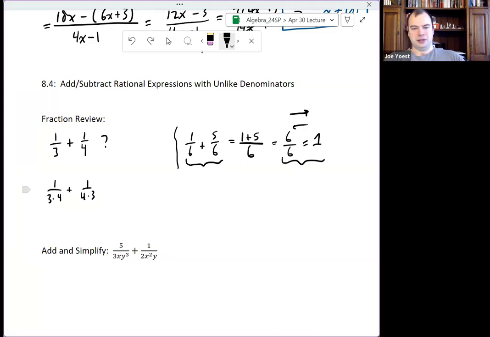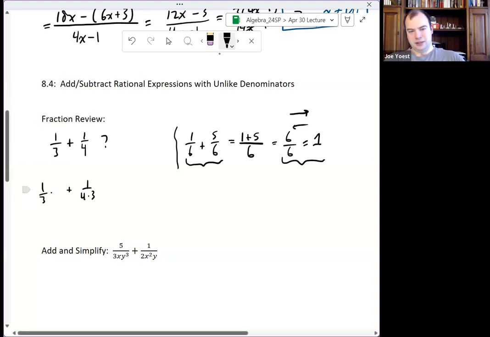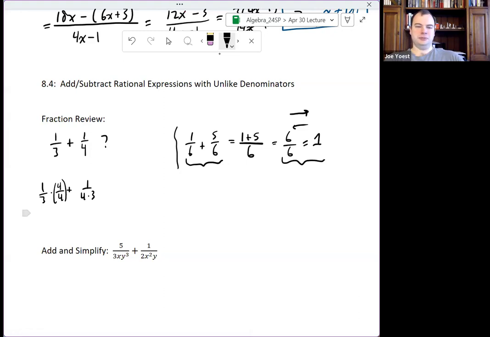But how could I do something like this? Instead of just multiplying by 4 on the bottom, if I consider 1/3 times 4/4, here I've just multiplied by the number 1. And similarly, if I considered 1/4 times 3/3, here I've also multiplied by just the number 1. If I multiply by 1, I don't change the value. So I can do this. I can't just multiply the denominator by a number, but I could multiply numerator and denominator both by the same number.